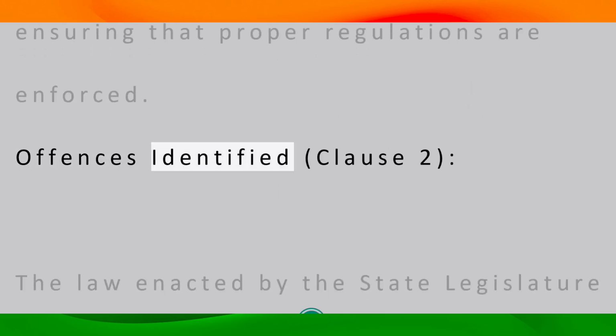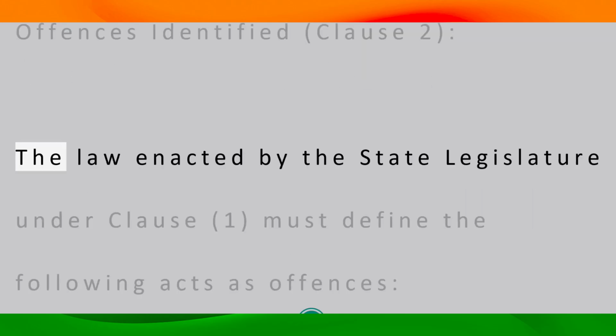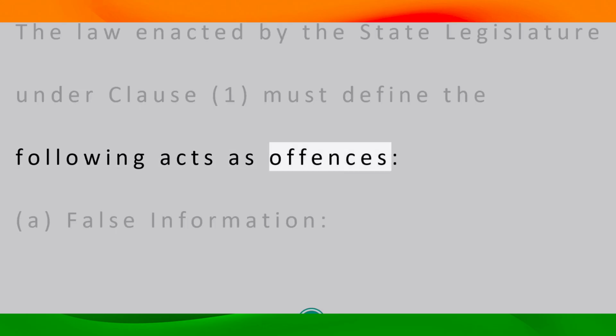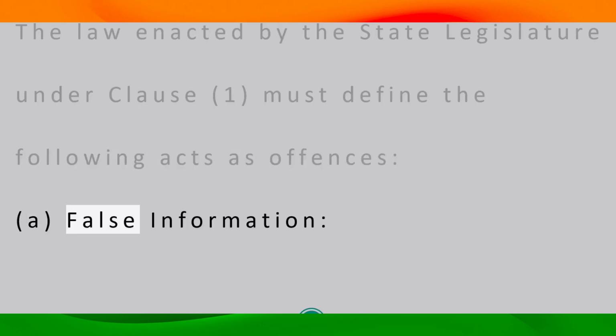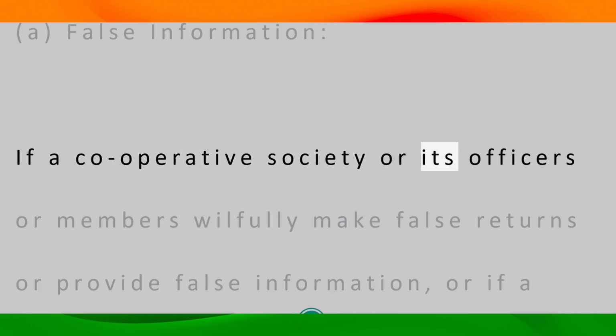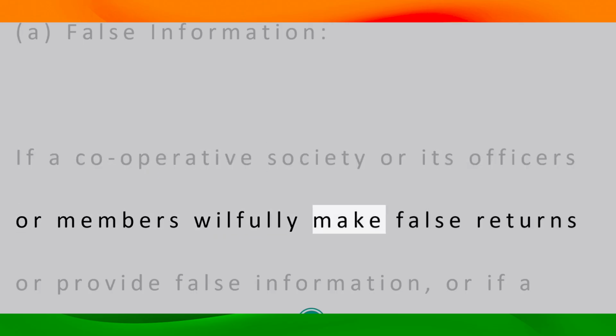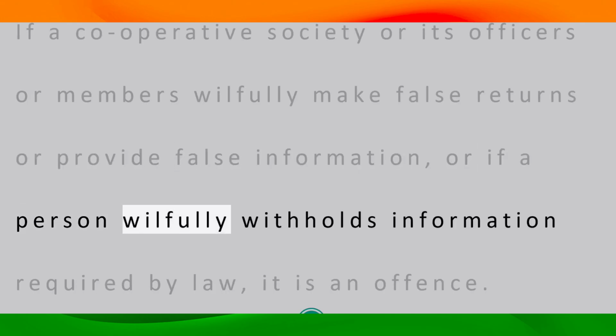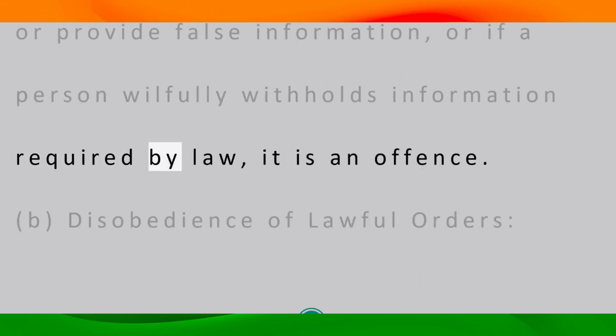Offences identified, Clause 2. The law enacted by the state legislature under Clause 1 must define the following acts as offences. A. False information. If a cooperative society or its officers or members willfully make false returns or provide false information, or if a person willfully withholds information required by law, it is an offence.